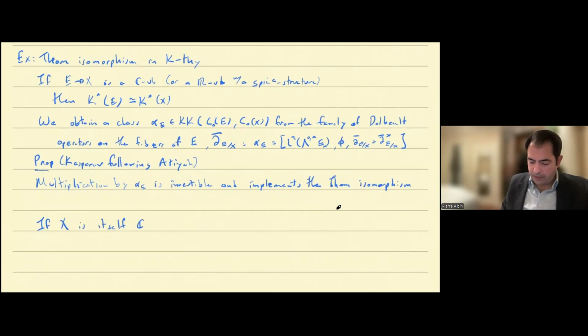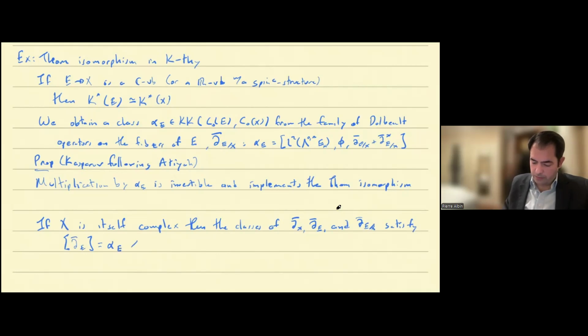If X is itself complex, I just mean a complex manifold, then the classes of the Dolbeault operators on X, on E, and on the fibers of E satisfy that the class on the total space of E is the Kasparov product of the class on the base and the class on the fibers.